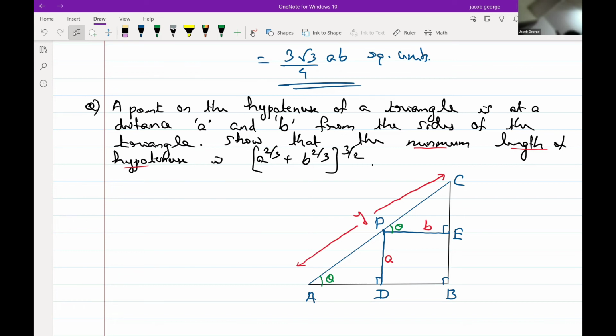This question is also an important question from the miscellaneous exercise of NCERT. Now, according to the question, is it clear, children, the diagram? Right triangle, point on hypotenuse P is taken. That is at a distance. Distance means it is always perpendicular distance, a unit from one side AB and b unit from the other side BC. We have to prove that the length of hypotenuse is minimum. I took the length as y. So write the introduction.